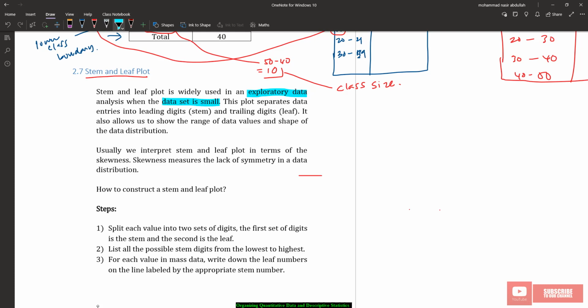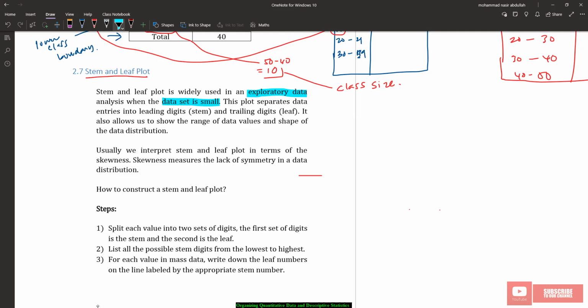Now, let's focus on the objective. For qualitative data, we construct a bar chart, either vertical, component or cluster, because we want to see the highest frequency and the lowest frequency. We want to know the frequency of each class. But for quantitative data, instead of the highest and lowest values, we want to know the shape of the distribution of the data.